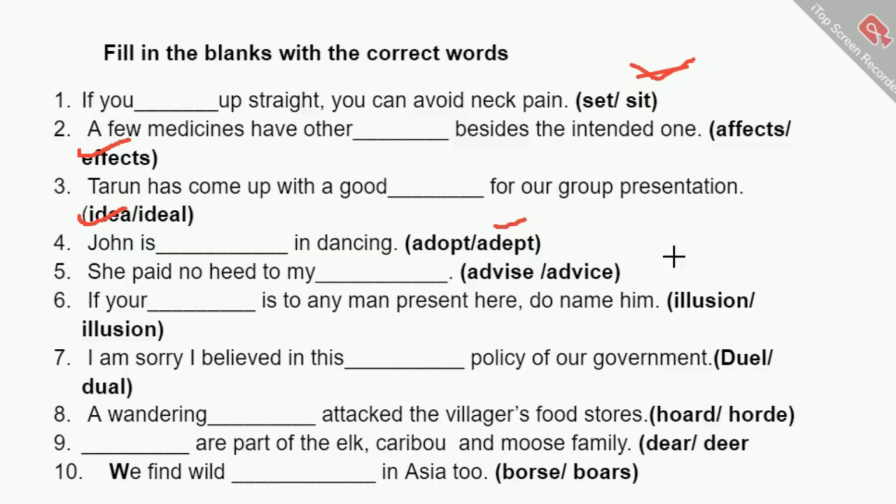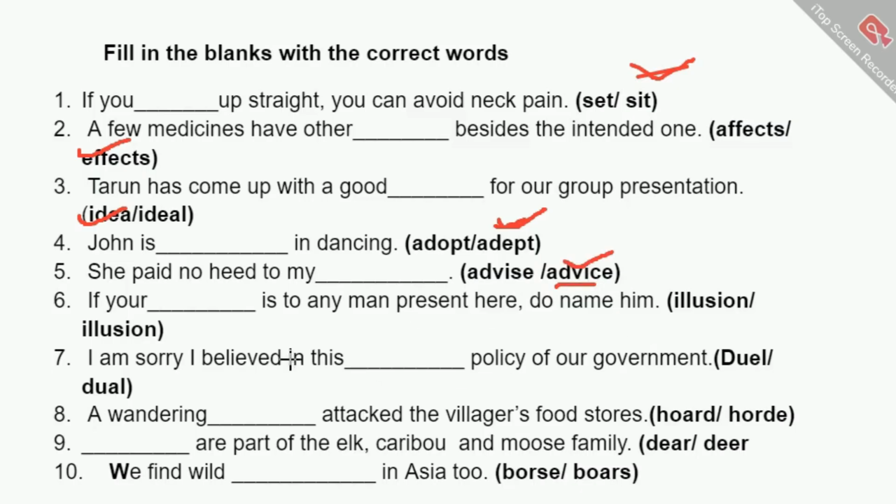Now next we have: she paid no heed to my dash. Advice or advise? This advise is a verb and this advice is a noun. So which one is suitable here? My is an adjective, so along with the adjective we need to use a noun, this one. So here we need to use this advice, which shows a recommendation or guidance.